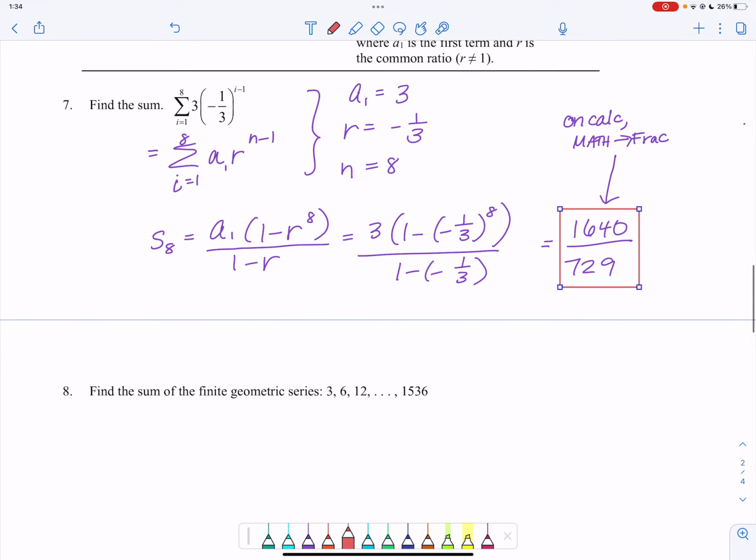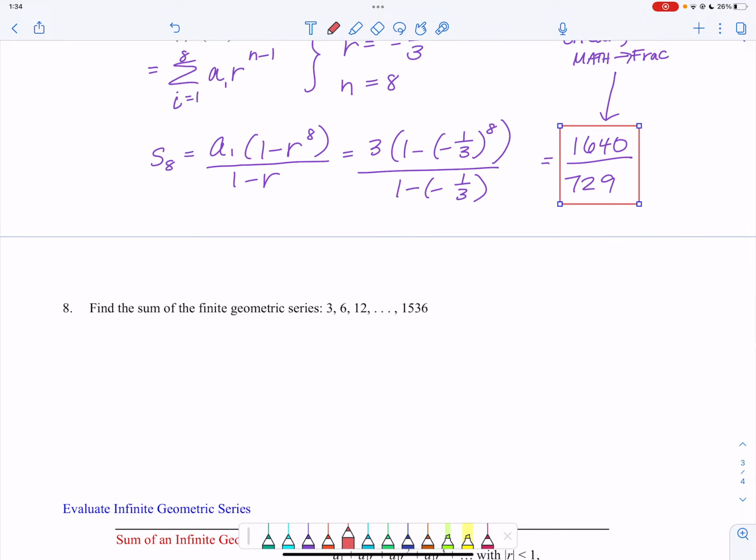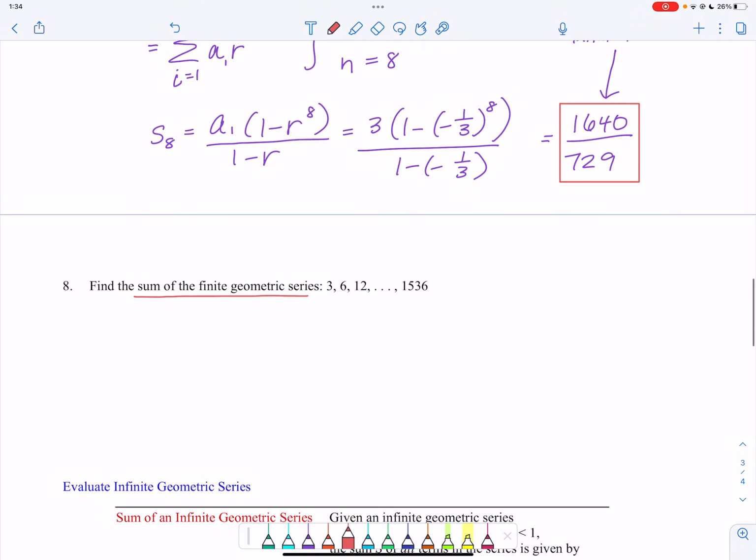Now, let's look at number 8. And in number 8, we're asked to find the sum of the finite geometric series. So we don't know, well, let's write a few things down first. Let's first find r. So to find r, we will have a sub 2 divided by a sub 1. So that's 6 divided by 3, which is 2. So now we know that r is equal to 2.